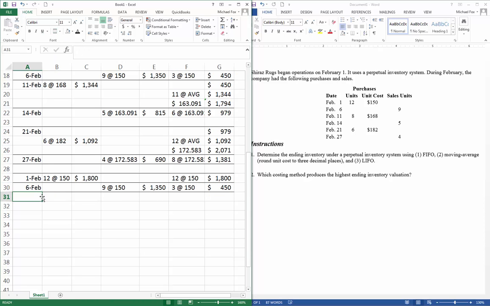All right, on the 11th of February, they made a purchase of 8 units at $168. So far this is looking a lot like first in, first out, right? So now our new balance will be 3 at $150 and 8 at $168. Total it up.